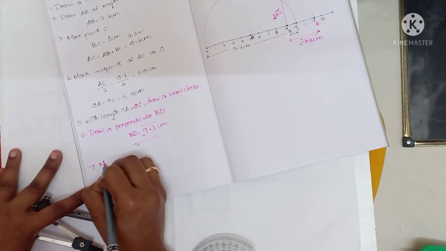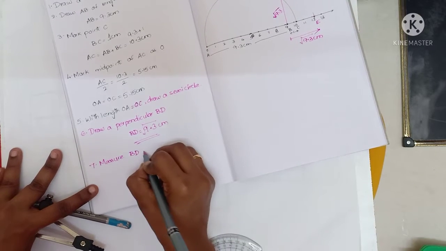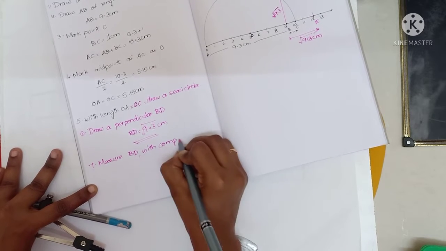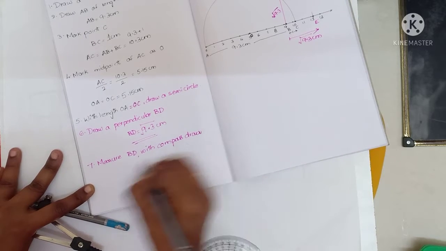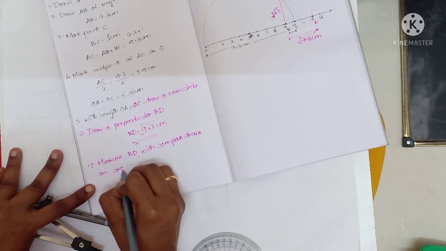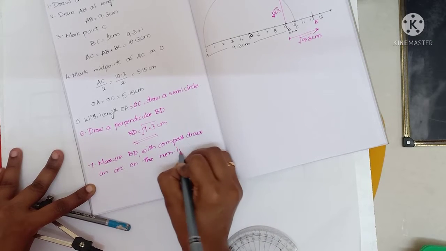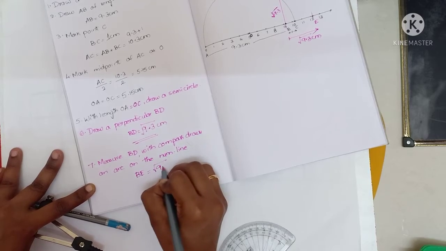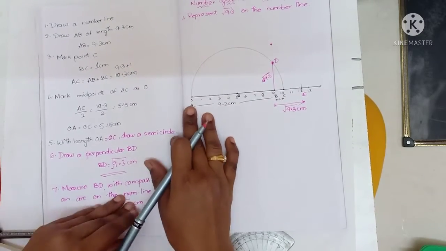Finally, measure BD with the compass, then with the compass draw an arc on the number line. BE will be of length root 9.3 centimeters. So, the problem is completed, children.